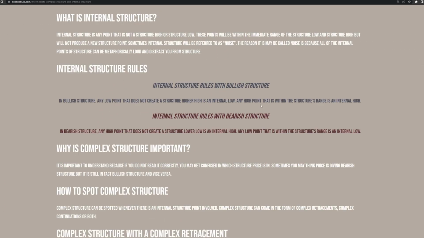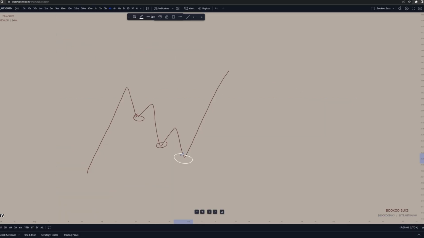Any high point that is within the structure's range is an internal high. So no matter what, if the high is within the internal range, it has to be an internal high. So this high, is it within the range? This is the range. The fact that it's within the range, it has to be an internal high. Is this high within the range? Yes. So it has to be an internal high. So those are my internal structure rules. Does that make sense? Yeah.